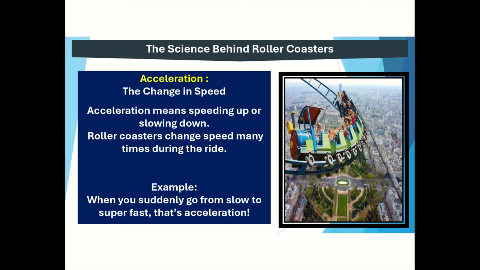The science behind roller coasters. Acceleration, the change in speed. Acceleration means speeding up or slowing down. Roller coasters change speed many times during the ride. Example: when you suddenly go from slow to super fast, that's acceleration.